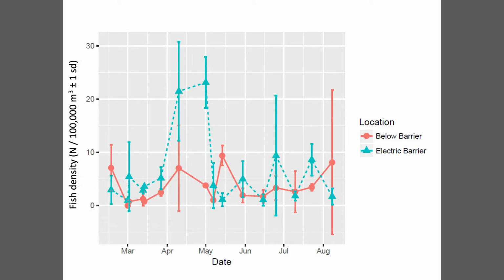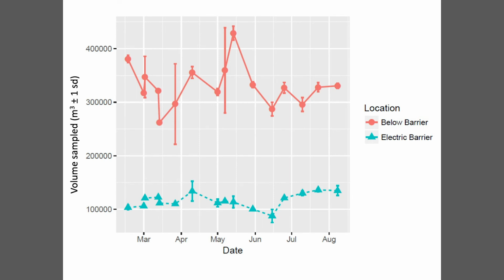The other things we're able to do: I have an R script that is automatically able to calculate things like fish density below the barrier and within the electric barrier. And this can help put things in context. Is there an increase? Is there a decrease in the number of fish relative to these past surveys? We're also able to show the volume of water that we're sampling.